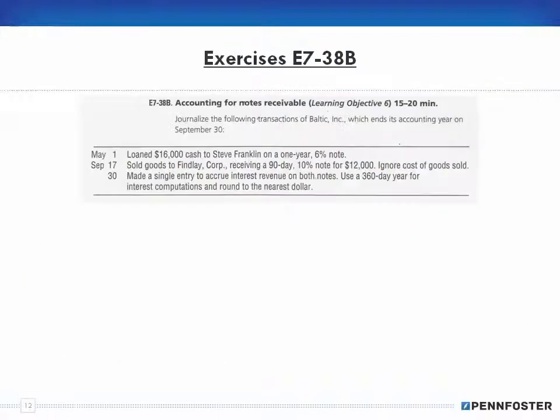All right, so we are working on E7-38B. And it says here, journalize the following transactions of Baltic, which ends its accounting year on September 30th. All right, so on May 1st, it loaned $16,000 in cash to Steve Franklin on a 1-year 6% note.